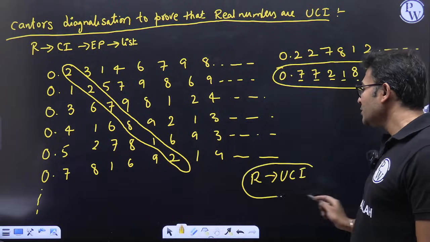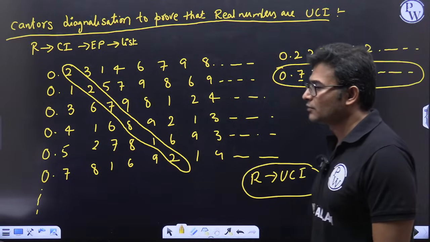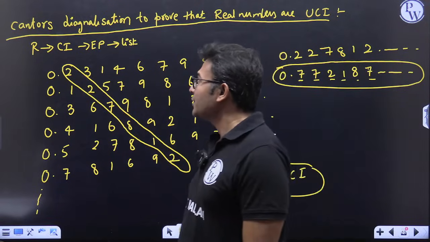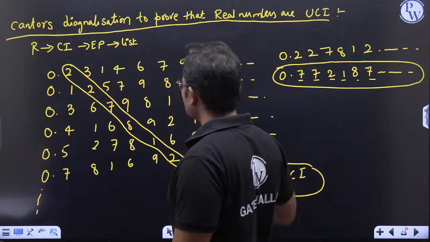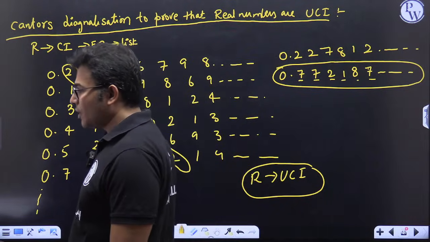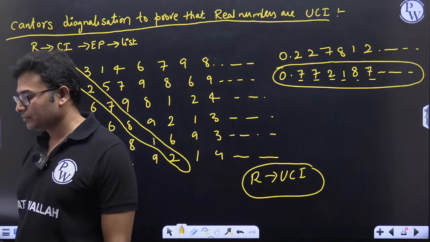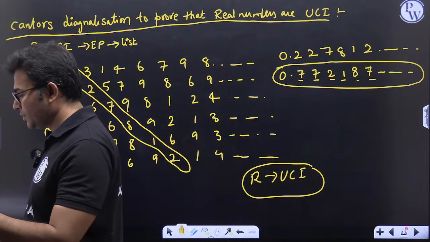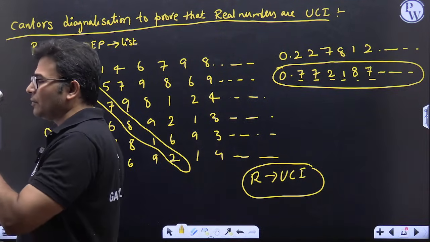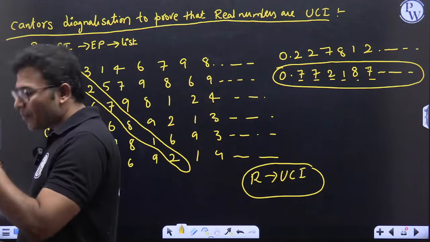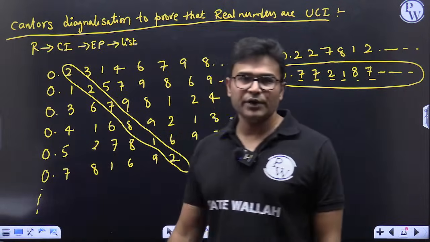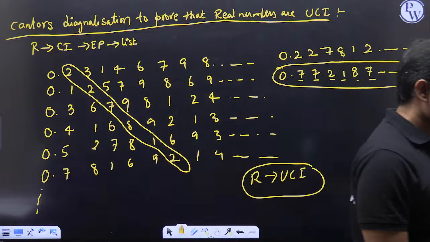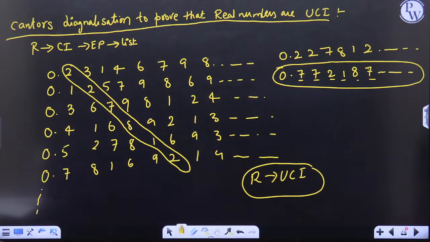I have proved it by contradiction. This is called Cantor's diagonalization to prove that real numbers are uncountably infinite. Real numbers are uncountably infinite.